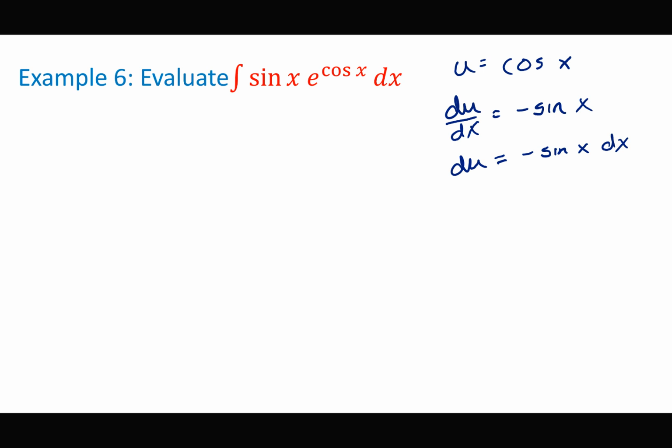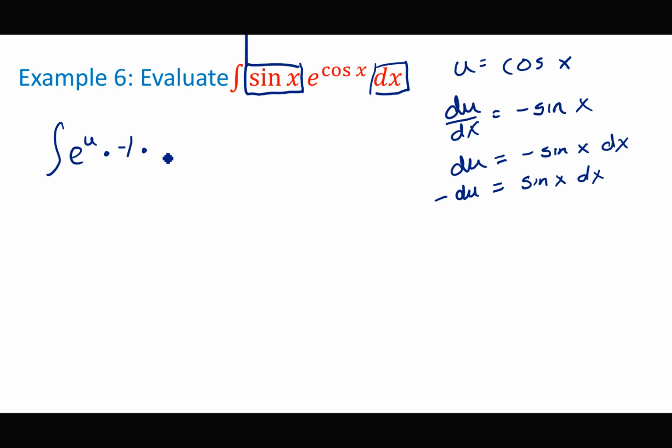But our problem in red there doesn't have any negative. So let's divide both sides by -1. So it'd be negative du equals sine of x dx. So now we've accounted for this, and we've accounted for this. So now my integral becomes e to the u times a -1 times du. Bring that -1 out. e to the u du.